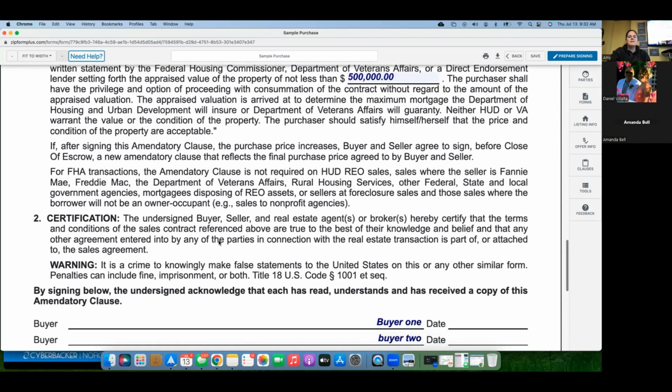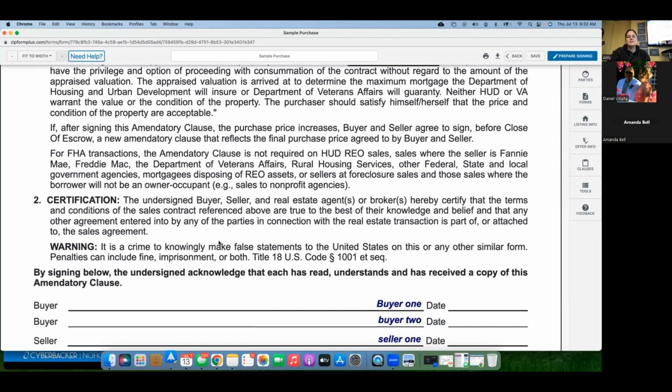Certification: the undersigned buyer, seller, and real estate agents or brokers hereby certify the terms and conditions of the sales contract referenced above are true to the best of their knowledge and belief, and that any other agreement entered into by any parties in connection with the real estate transaction is part of or attached to the sales agreement. Warning: it is a crime to knowingly make false statements to the United States on this or any similar form. Penalties can include fine, imprisonment, or both. By signing below, the undersigned acknowledge that each has read, understands, and received a copy of this amendatory clause. So this gets included. You put the purchase price on there.